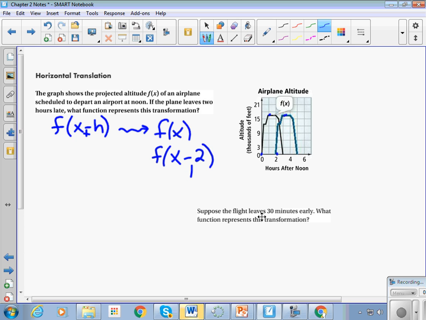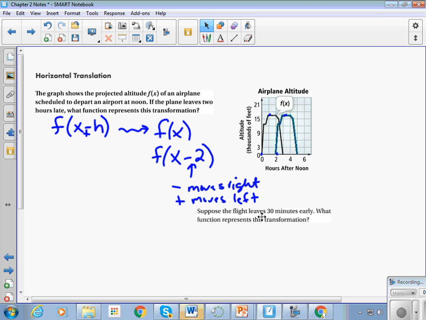So I want you to look. If I'm going right, it is minus. So minus moves right, plus moves left. And I remember because it is the opposite of up and down. Okay, so we're going to take a look at this scenario here. Suppose the flight leaves 30 minutes early. What function represents this translation?